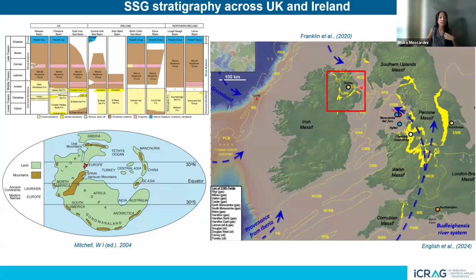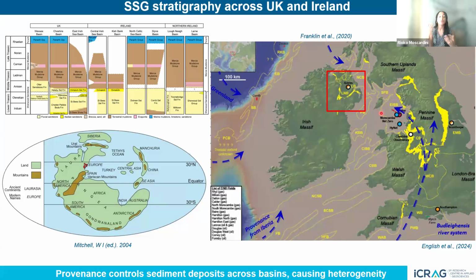So Northern Ireland here, the provenance hasn't really been studied, and there has been some research by Franklin who suggested that the sediments here have been sourced from at least 2 drainage basins, one coming from the north and one coming from the south. So the provenance controls the sediment deposits in different basins, and this can help cause heterogeneity.